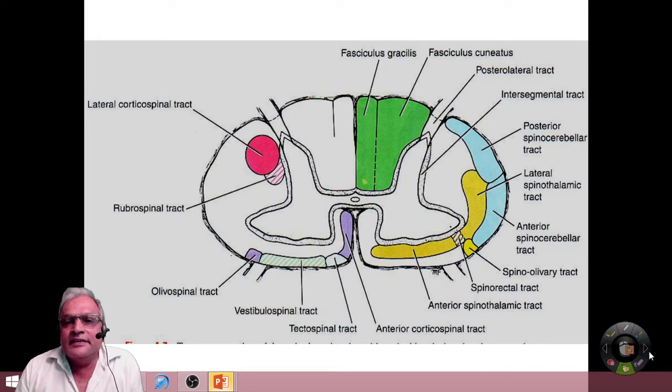Now, this is the section of what? The spinal cord. Now, why do I show the spinal cord when you are in the medulla? So, that is just to show you what happens to the gray matter.